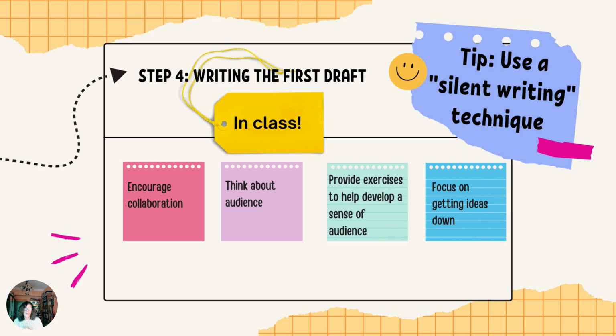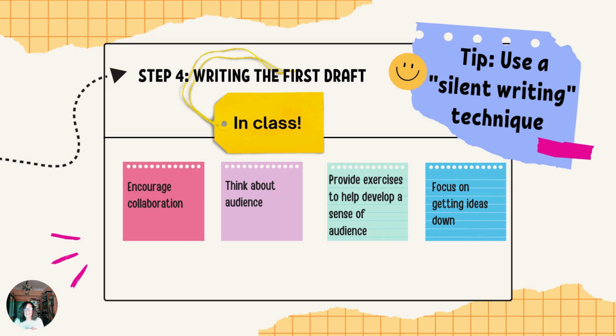Develop a sense of audience. This is crucial, especially for less mature writers. Provide exercises to help students understand how writing changes based on the intended reader. Explain how it is different, for example, to write a letter to a friend from writing a letter to the head of the school or to a newspaper editor.